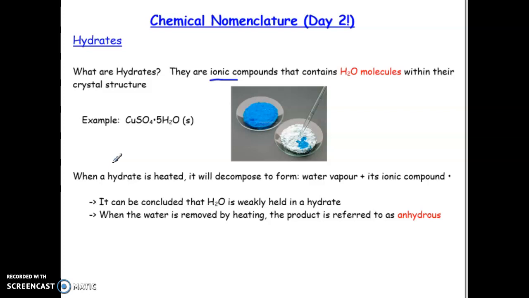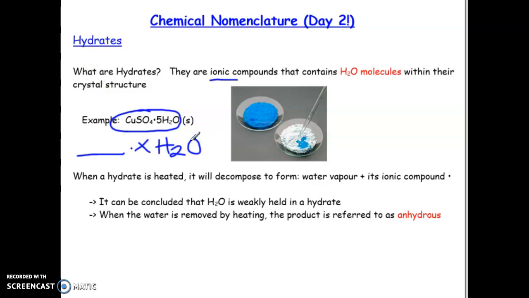The way that a hydrate is written is different from other molecules, and you can see an example right here. Copper(II) sulfate, and then you see a dot, and then it has 5 waters attached. All hydrates are the same. You have the name of the ionic compound, a dot, a certain number, and then water.